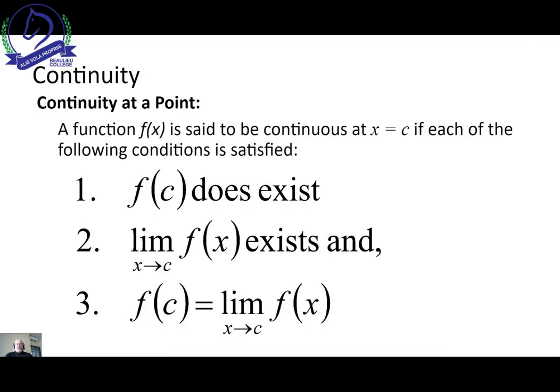Now, how do we define this continuity? And here is where the concept of limit comes in. What do we consider a function to be continuous at a point? First of all, we say that a function f of x is continuous at a point if each of the following conditions is satisfied. And please, I emphasize, each of the following conditions is satisfied. First of all, the function has to exist at that point. Second, the limit has to exist, and the third and most important condition is that the value of the function and the value of the limit at that point are exactly the same.